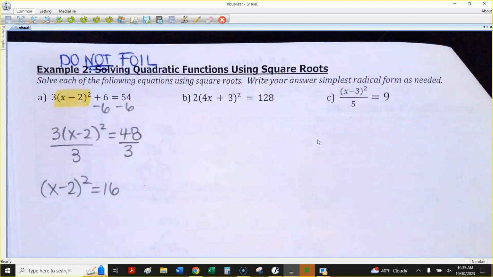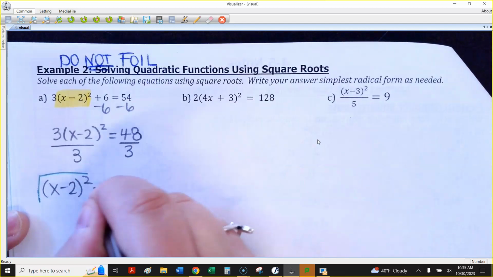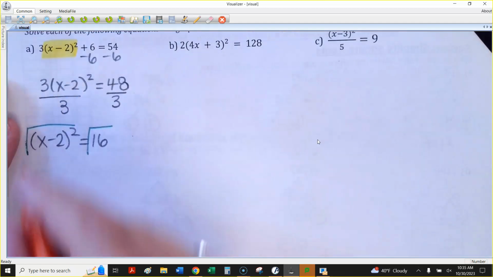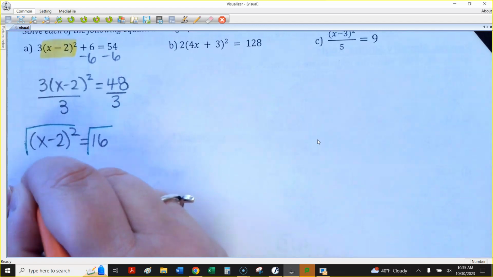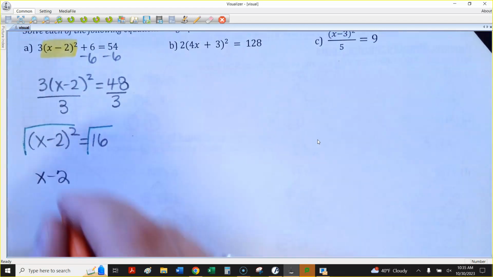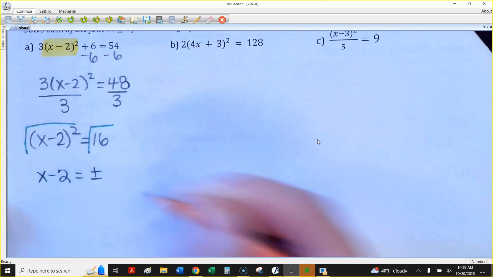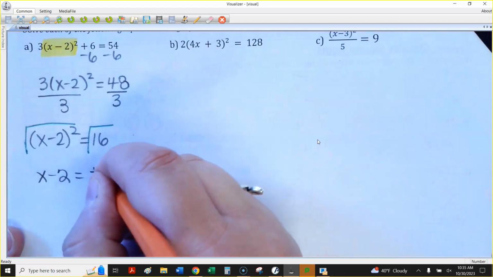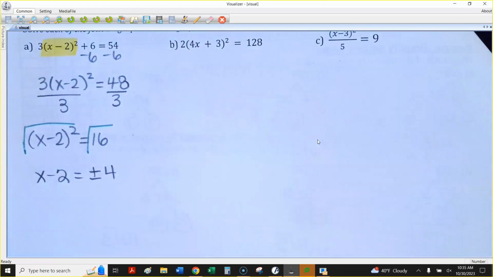Here's why I don't want you to FOIL. You can actually just get rid of that entire set of parentheses by taking a square root right then and there. As long as those parentheses are by themselves, the square root and squared cancel each other out. And so here, now you just drop the parentheses, but you still have x minus 2, like that's still there. The other side, I got to do the plus and minus symbol, and then I'm going to take the square root of 16. That's actually a nice set of numbers. You got 4 and negative 4.